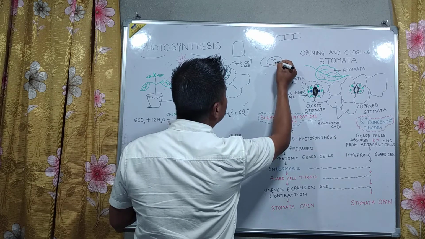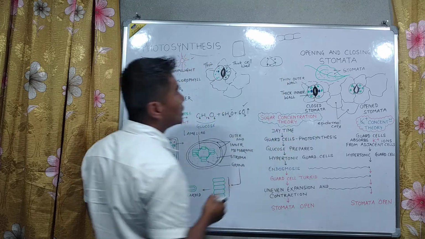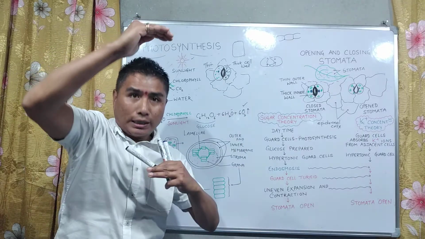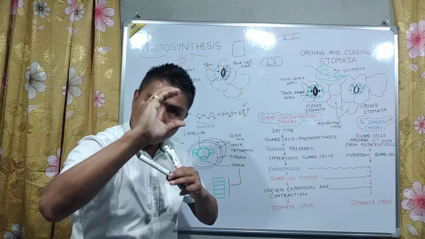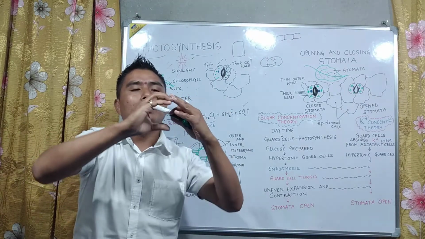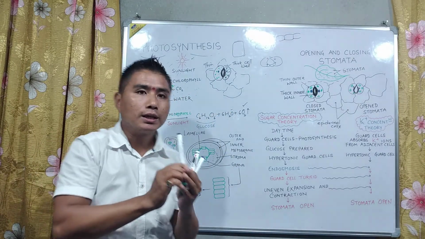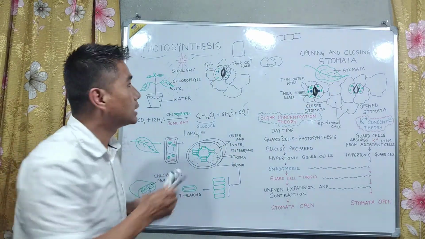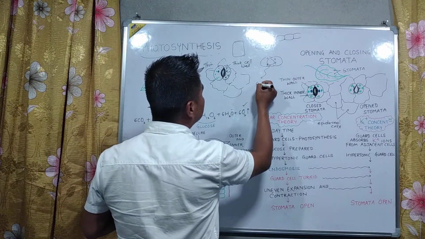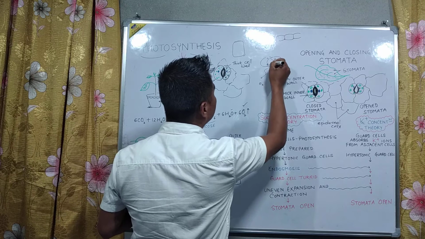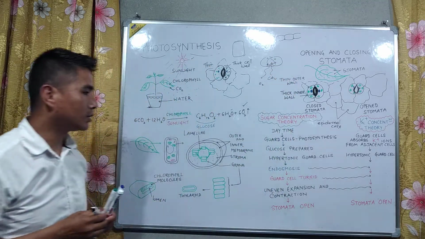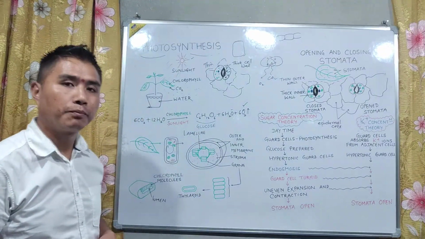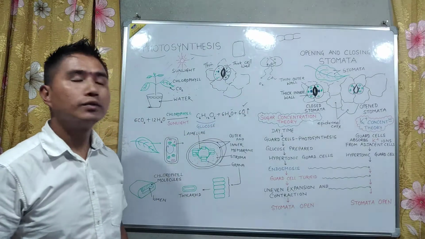So I am showing you a down arrow. The outer thin wall expands, but the inner thick wall contracts. So when contraction takes place from both sides, an aperture is created, and when that aperture is created, the stomata opens. So at that time gas exchange takes place: oxygen comes out and carbon dioxide enters. Uneven expansion and contraction take place. As a result, the stomata open up. So this is the sugar concentration theory.